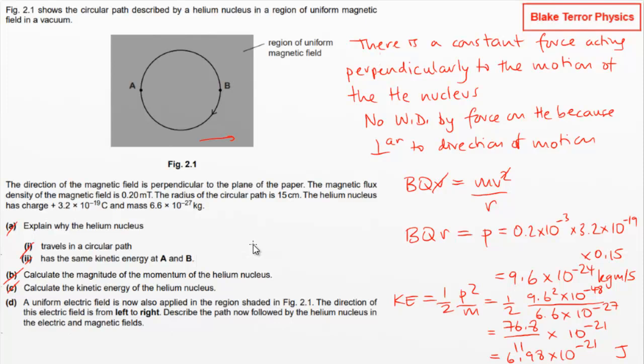Describe the path now followed by the helium nucleus in the electric and magnetic fields. Well, the magnetic field is still going to be making this go round in circles, but we've now got this additional force, which is going to make it sort of spiral off to the right, because we've got 2 effects going on now. So rather than a circle, we're going to have something that looks sort of like this, going off to the right. That is describing the path. I think just drawing out a picture will suffice on that one. So that's fine.